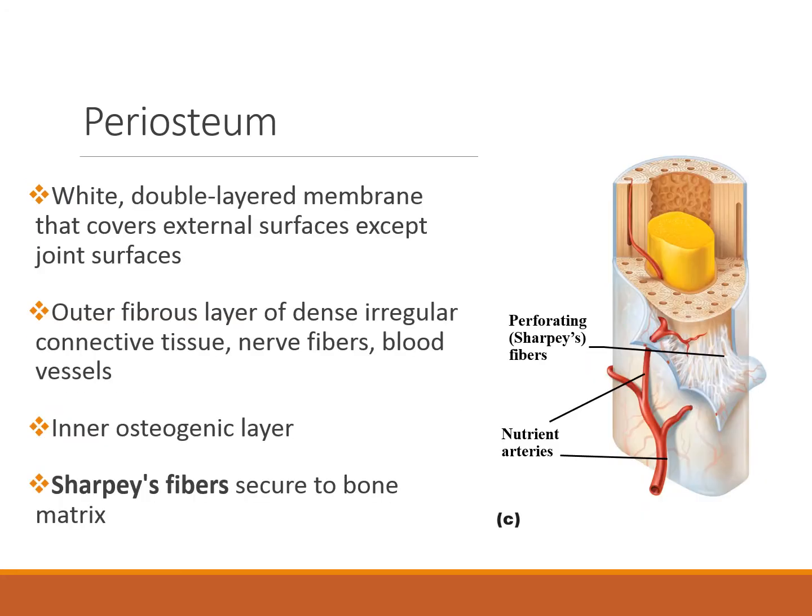The external surfaces of bone, that is, outside of those parts that form joints, is covered by a tough, white, double-layered membrane called the periosteum. Peri means around and osteum means bone. The outermost layer of this membrane is composed of dense, irregular connective tissue, nerve fibers, and blood vessels. This is why when you break a bone, it's often excruciatingly painful and accompanied by swelling. The inner layer is composed of bone cells that can break down or build up bone.